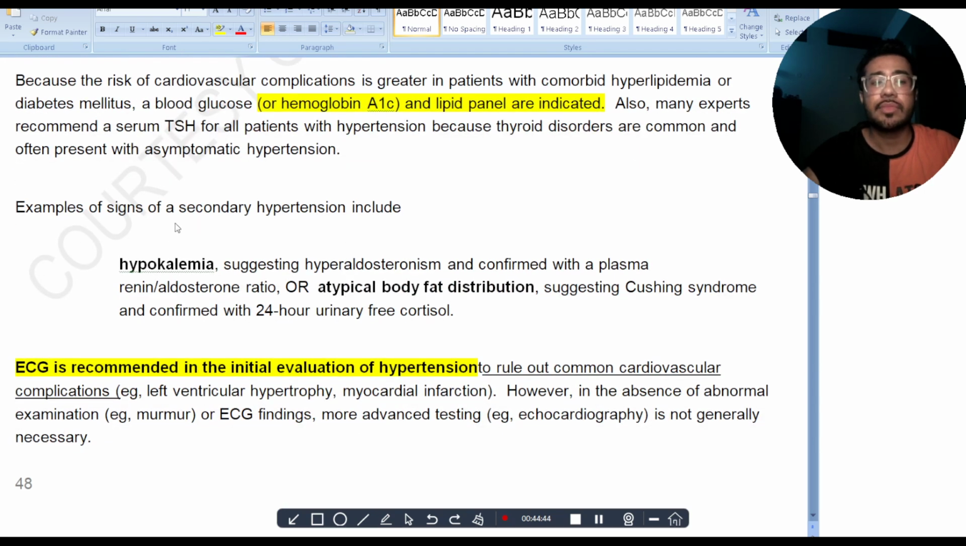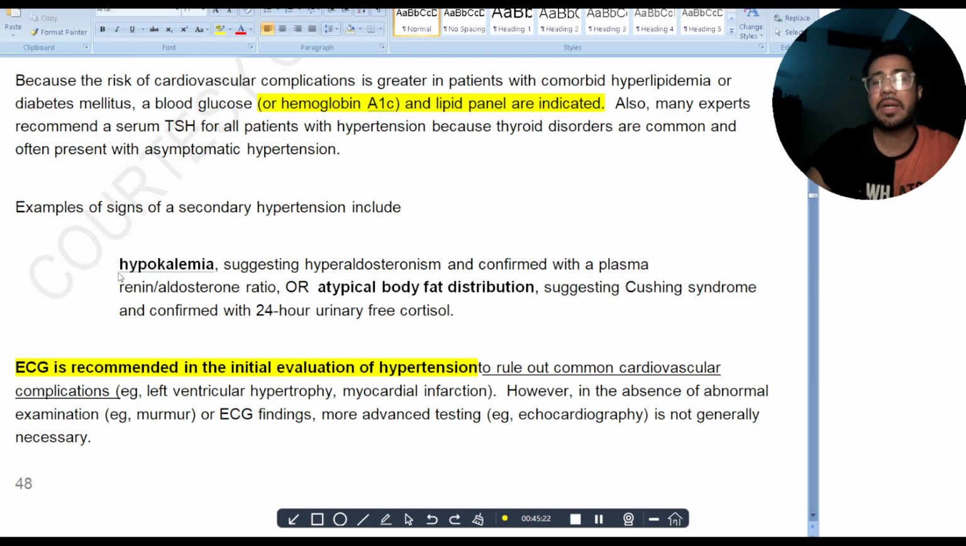Examples of signs of secondary hypertension, that means hypertension resulting from another reason other than primary, which is just idiopathic, you cannot find a reason for that. Secondary is that you have a reason for that. One high yield cause is Cushing syndrome that results in high cortisol levels, and high cortisol levels result in a mineralocorticoid effect that results in fluid retention and sodium retention that results in hypertension. That would also be evidenced by hypokalemia.